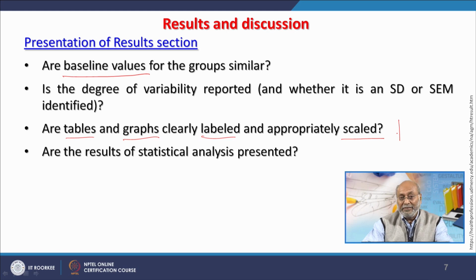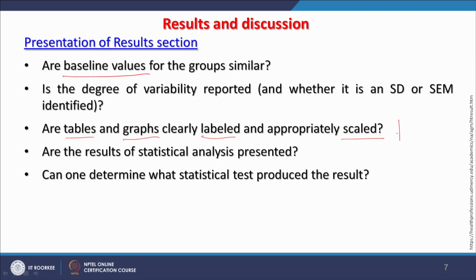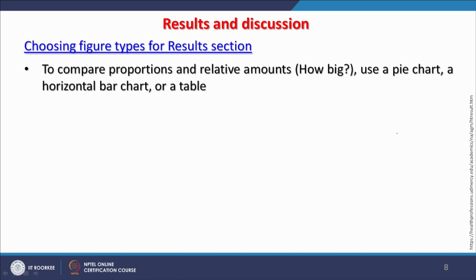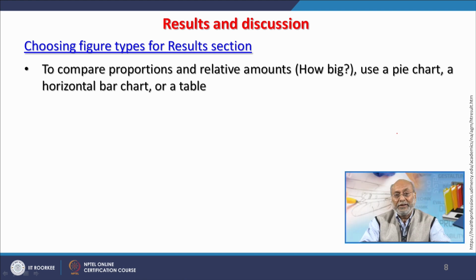Further, the results of statistical analysis must be presented. Have the results been presented? We must include them: if that analysis has been done in a particular study, then all of these should be given, and whatever results have been produced through statistical analysis should be included as well.